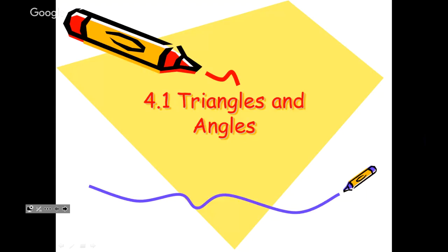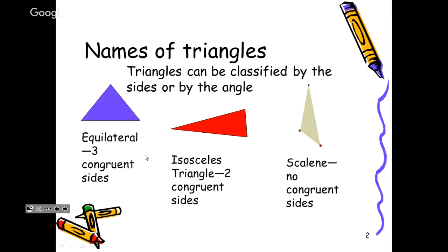All right, guys. So today we're going over 4.1, triangles and angles. You should have your worksheets in front of you, then classify the notes. All right. So the first thing we're going to do is start off by classifying triangles. There are two ways we can classify triangles: one, by their angles, and two, by their sides.